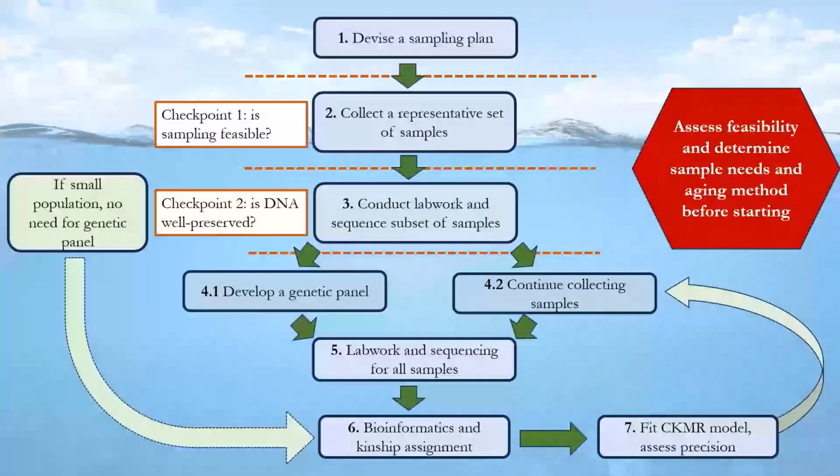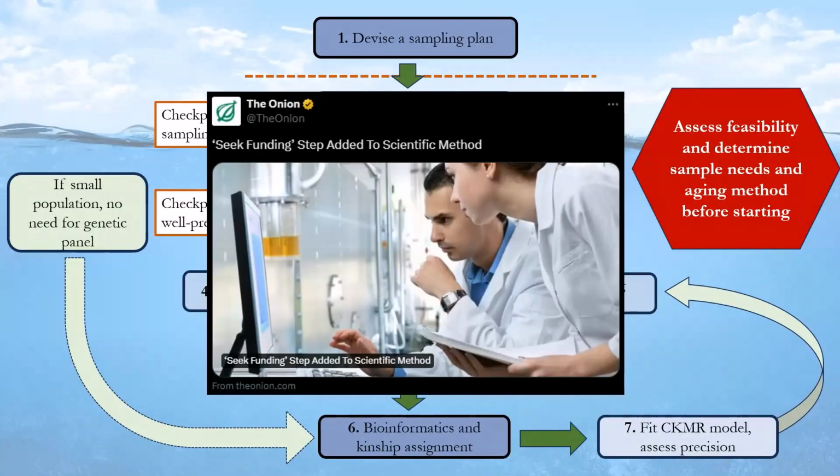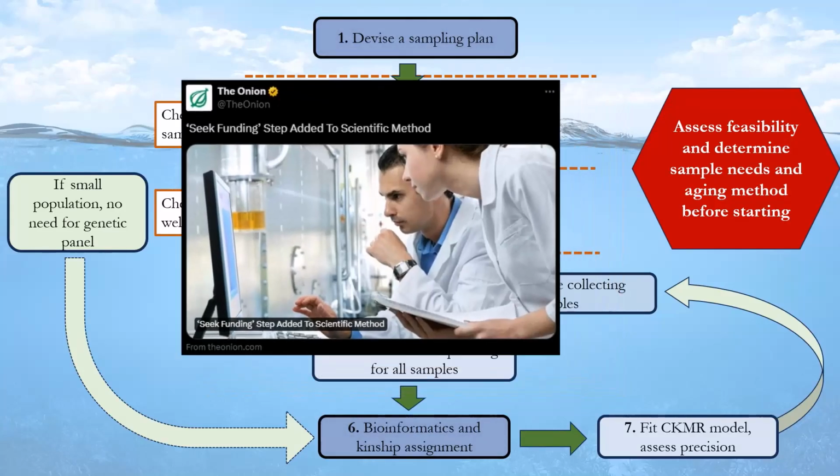And so if we return one last time to our handy dandy flowchart, the Eagle Ray project is down at step 6, where I'm finishing up bioinformatics and kinship assignment, and soon we'll be transitioning to step 7. The Silky Shark project is at step 1, and we're about to transition to step 2. And then the potential applications are back at step 0, which is seek funding.